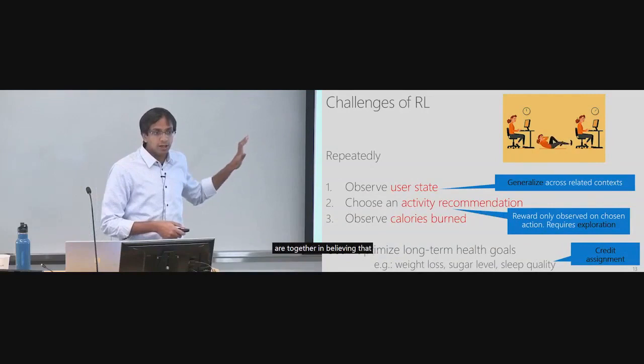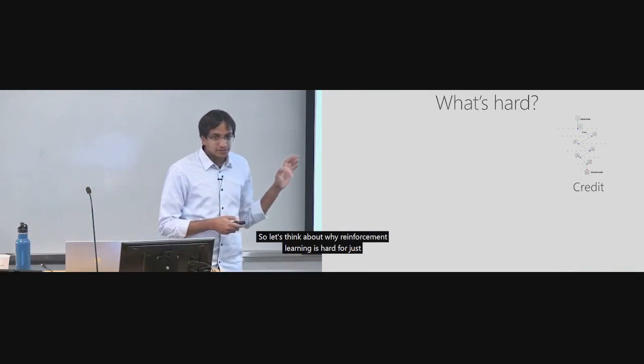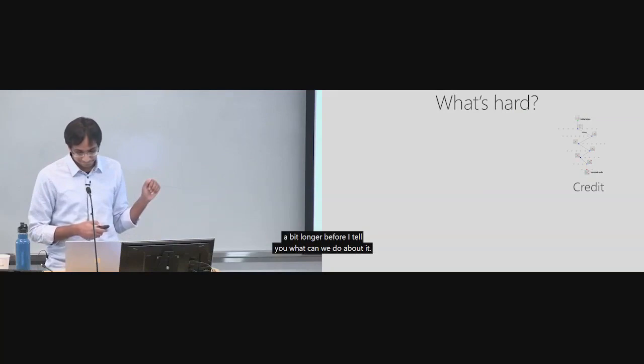Nevertheless, I hope we are together in believing that if we could address these types of challenges, we could enable some cool things. So let's think about why reinforcement learning is hard for just a bit longer before I tell you what we can do about it. So like I said, there are three challenges. We have generalization, we have exploration, and we have this credit assignment problem.